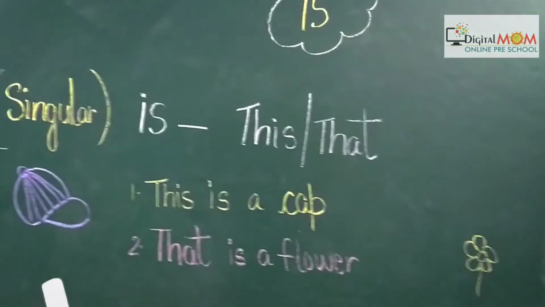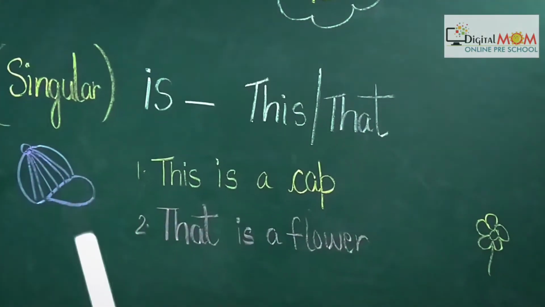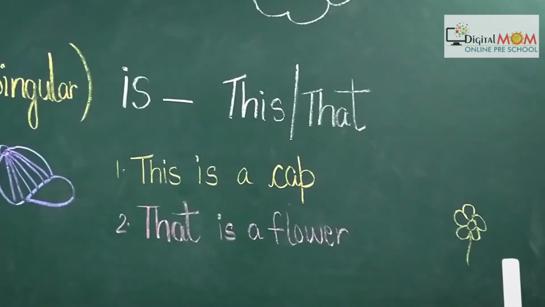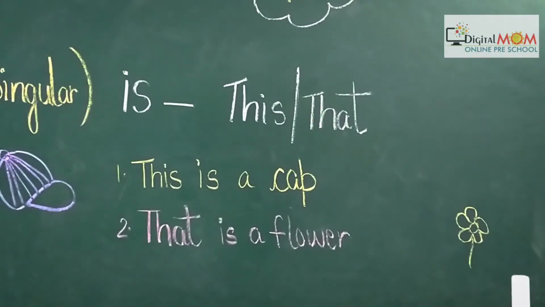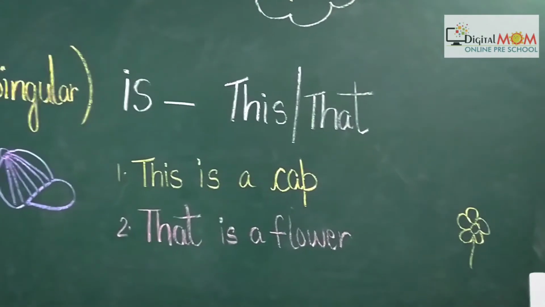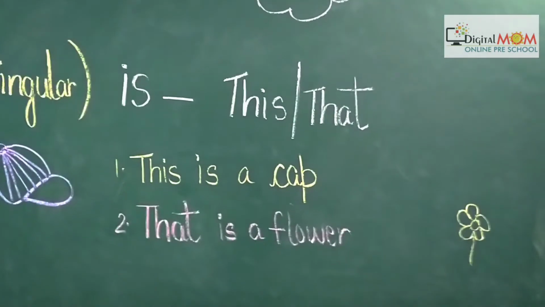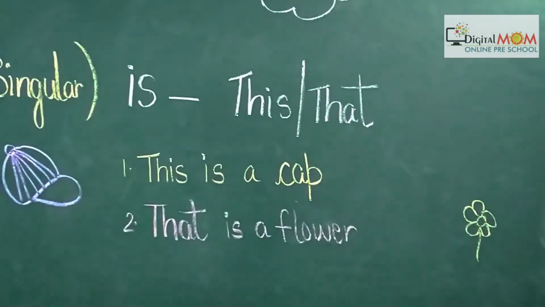Like here, if you see the cap, count it. How many? One. What about the flower? This is also one. So, singular means something which is one in number. It can be a name, place, person, animal, anything. Okay? But the counting should be one of that object.